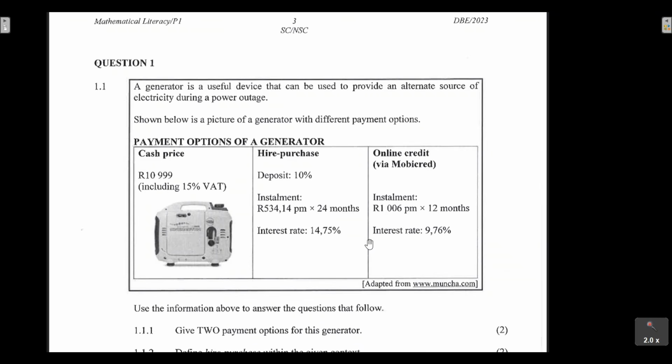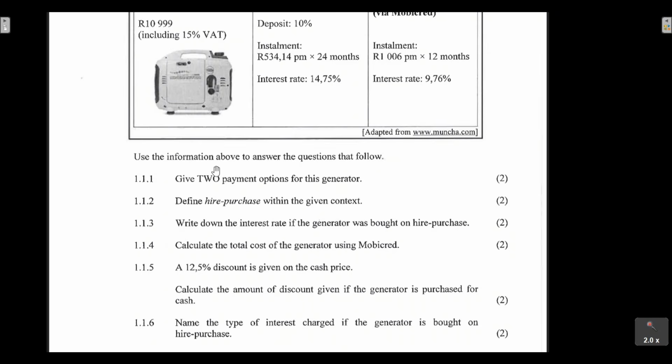The remaining amount, the agreement says, you need to pay via installments of 534 rand and 14 cents for 24 months. You also need to realize that when we're talking about a hire purchase agreement, the interest on a hire purchase loan is always charged at a simple interest rate. So let's get started with answering these questions. It says use the information above to answer the questions that follow.